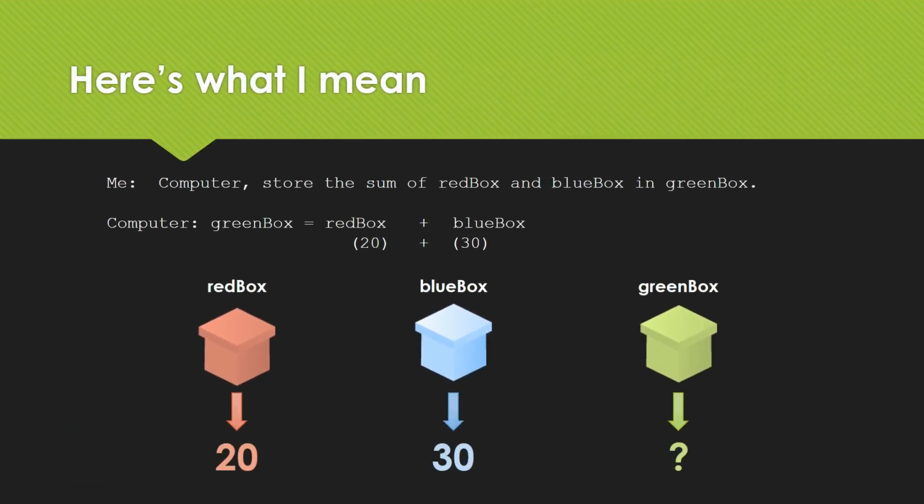So let's look at this in action. Computer, store the sum of red box and blue box in green box. The computer is going to go out and find the value of red box and add it to the value of blue box and then store it in the green box.